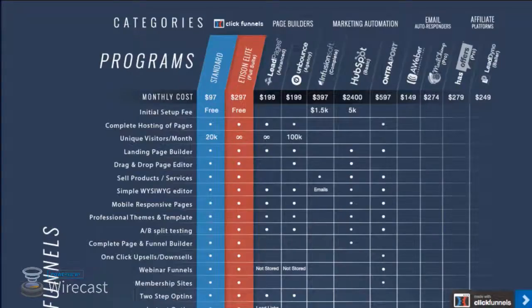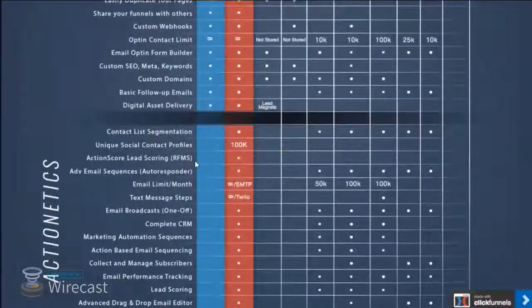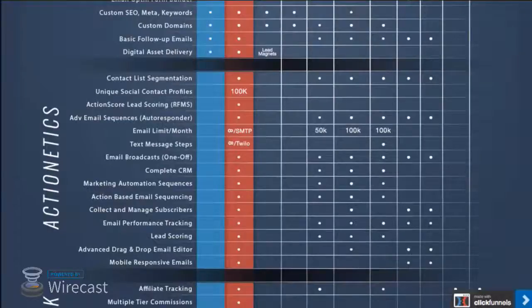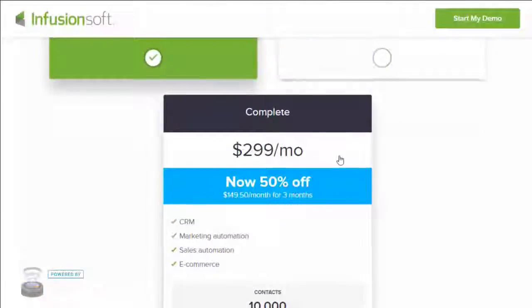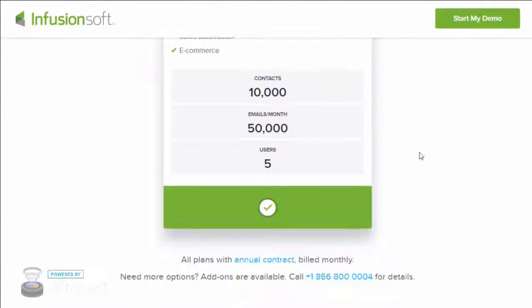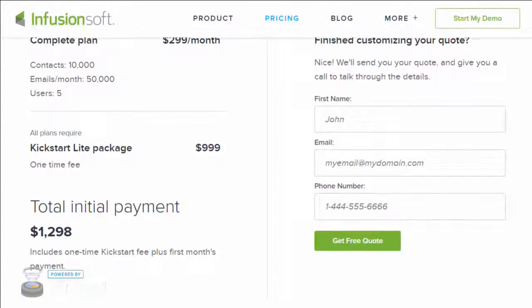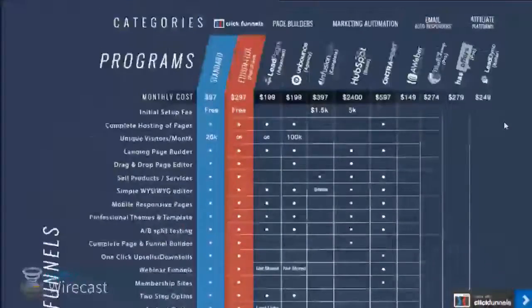Price-wise, the lowest aspect of ClickFunnels is going to be $97 a month. If you want the Edison suite, which comes with everything else down here, where you can do Actionetics and Backpack and so on, it's going to be completely different. This one was just for 10,000 contacts, that's going to be $300 a month. You're looking at $1,300 for the initial plus your monthly. Just comparing it that way, this easily takes the cake.